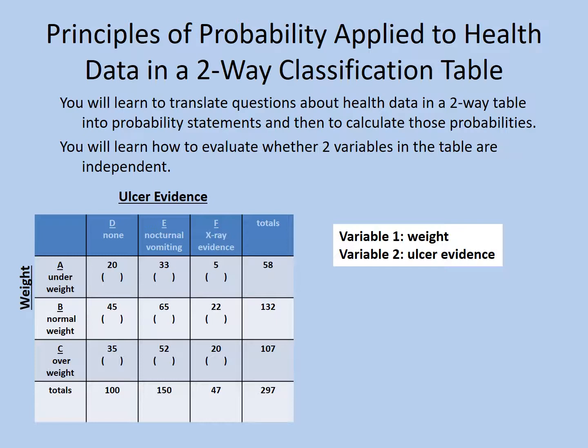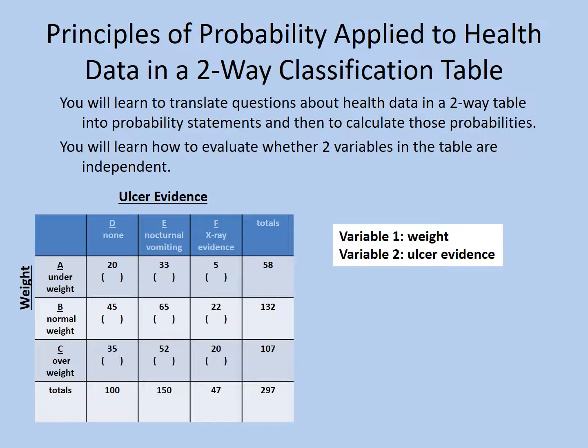The three categories for each variable are mutually exclusive. That is, a study subject can be in one and only one category on either variable. Note that although a subject who has X-ray evidence may also have evidence of nocturnal vomiting, such a subject would nevertheless be classified in the more severe of the two conditions, namely X-ray evidence.